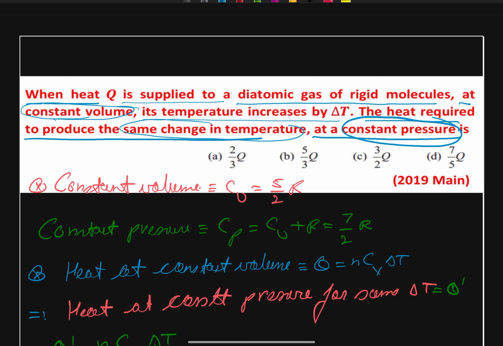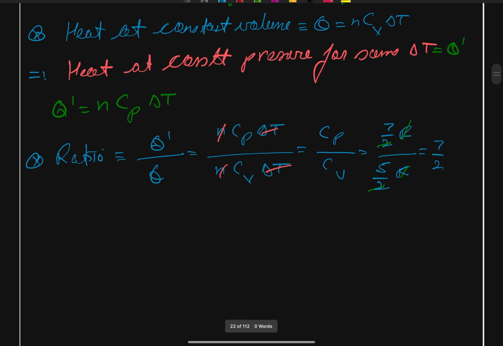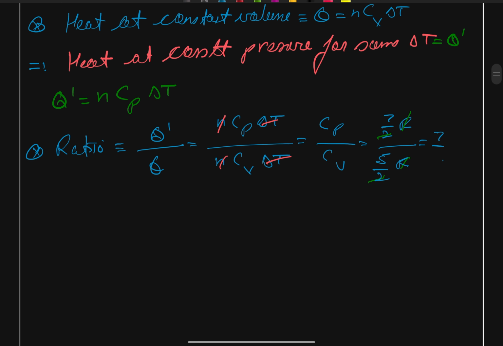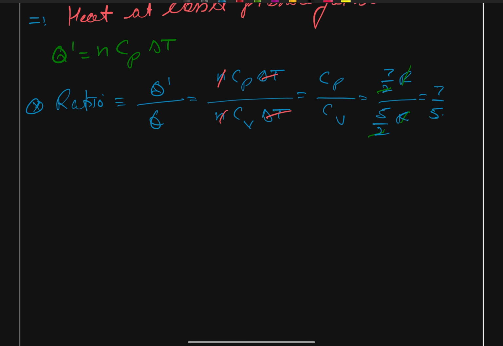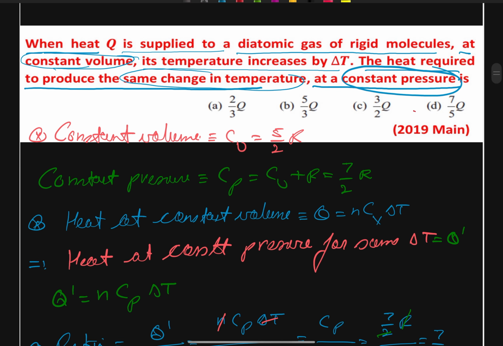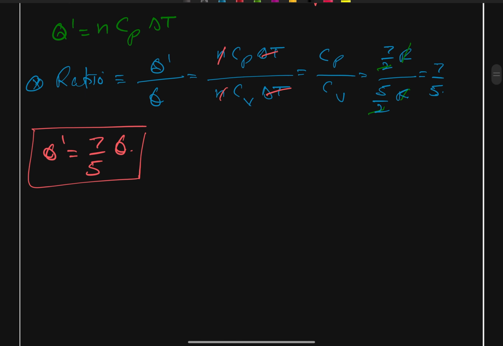That was our ask for. So, 7 by 5. Therefore, we can write that our Q prime will be equal to 7 by 5 times Q. Therefore, option D is correct. D is correct. Next question.